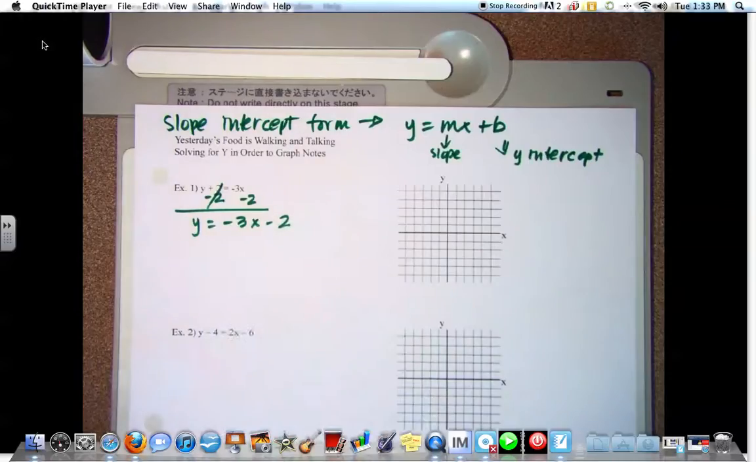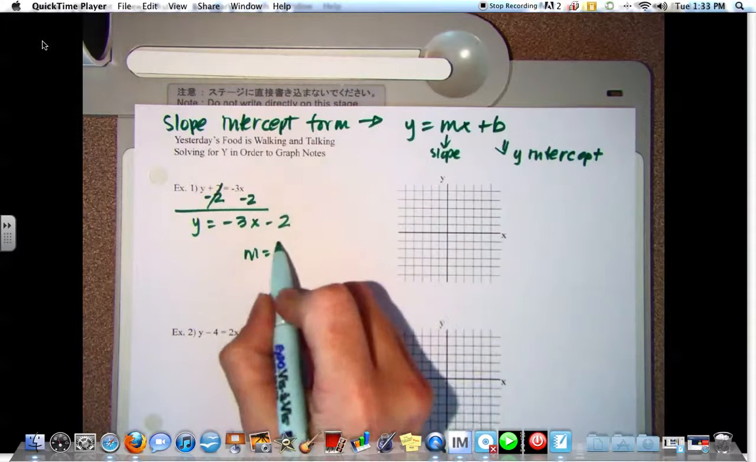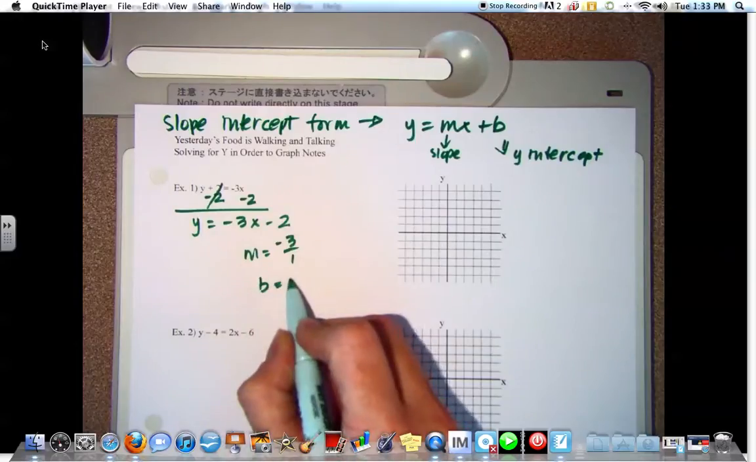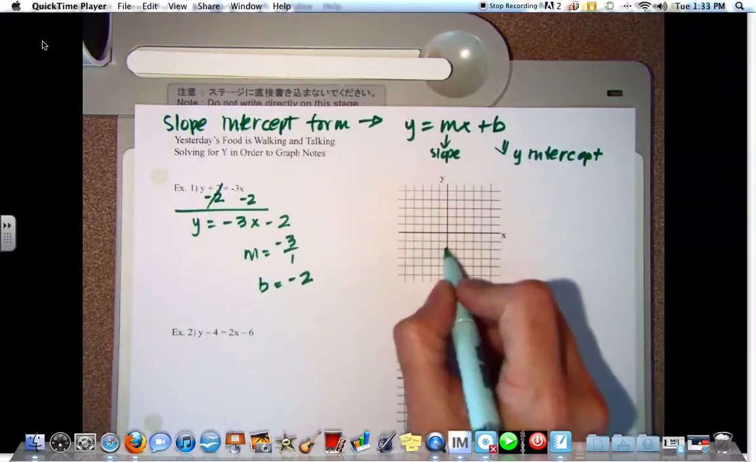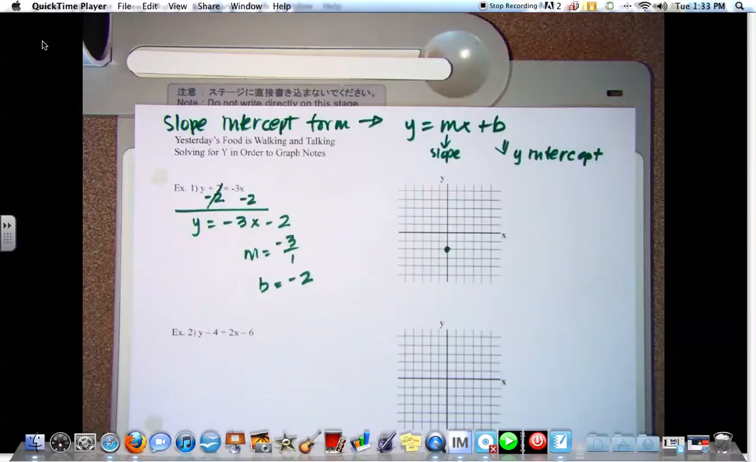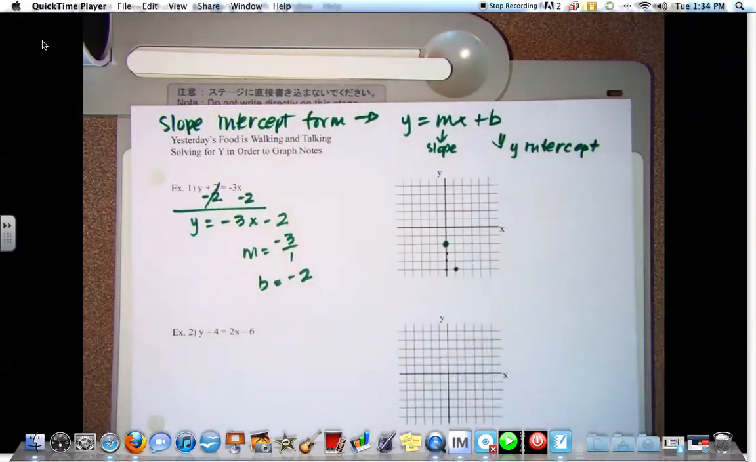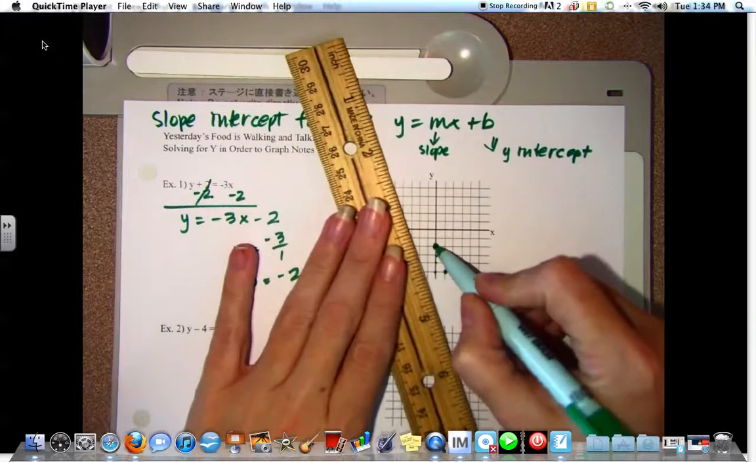All right. So Virgil, what's my slope? 3 over 1. Close. It's negative 3. Oh. Yep. And what is my y-intercept? Negative 2. So what am I going to graph first? Negative 2. So I go down 2, and from there, what do I do? Down 3. Can I draw my line now? Take it down a second.